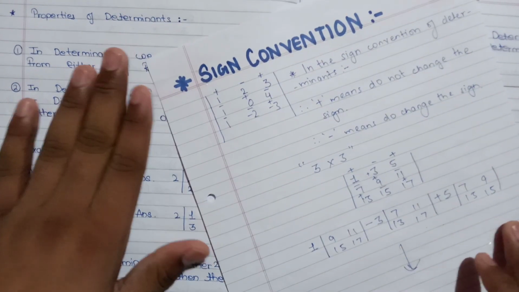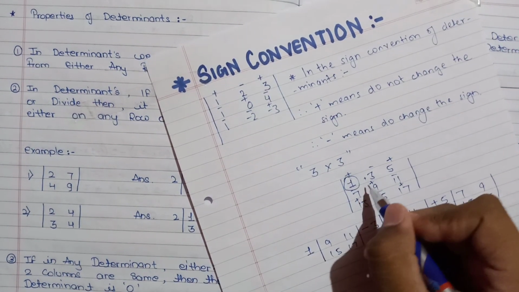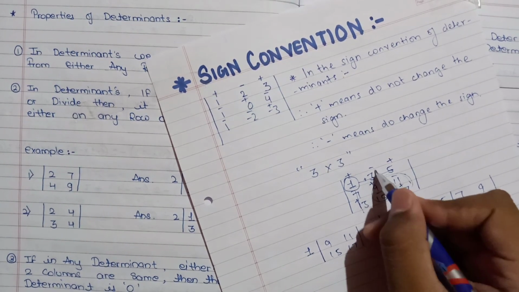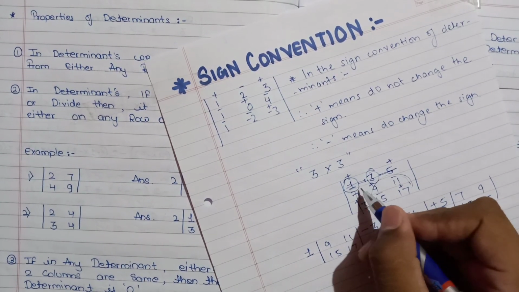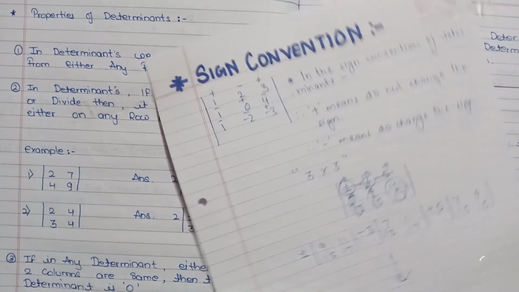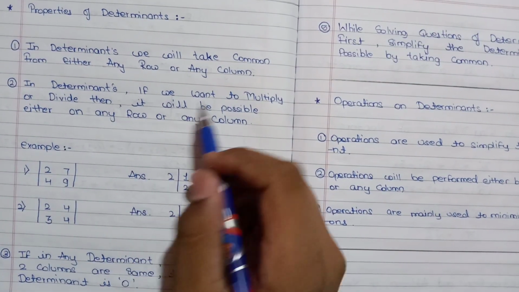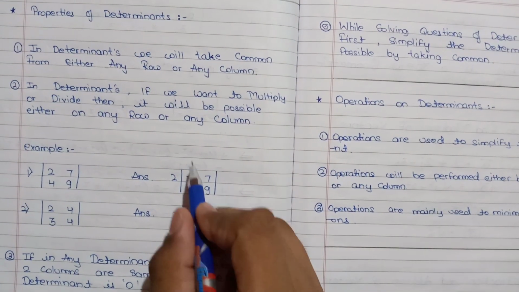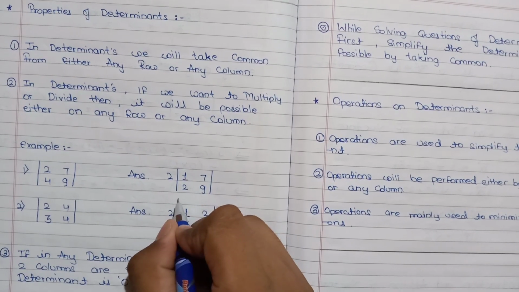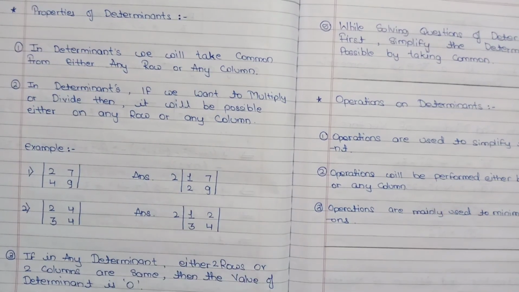We had seen that if we are taking this question, we'll not consider this row and this column, we'll consider these two and these two. So that is what it means to say here, that in determinants, if we want to multiply or divide, then it will be possible either on any row or any column. Means here also, if you want to take any common, you can take it either in any row or in any column. You can't take this by cross multiplication or etc.